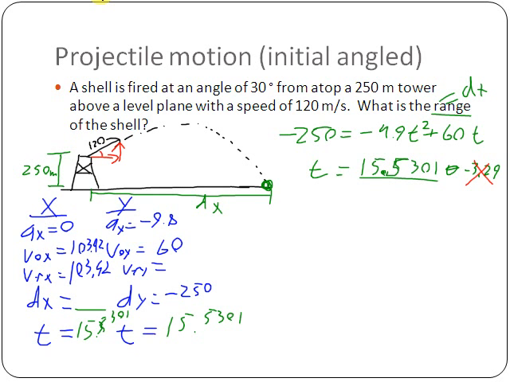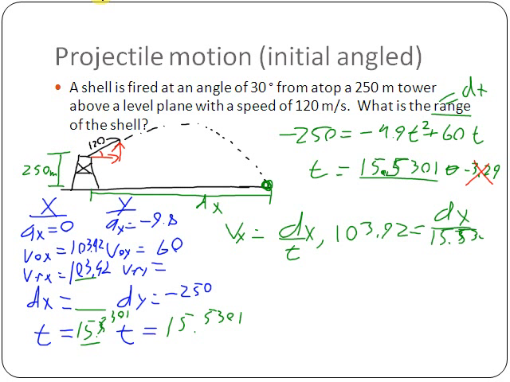Now that we've got that, we now know the velocity, which does not change for x. We know the time. We can find the distance in x. And so the range, dx, over the time is equal to our velocity. That's our definition of a constant velocity here. And so Vx is 103.92, equal to dx, the range, over the time, 15.5301.